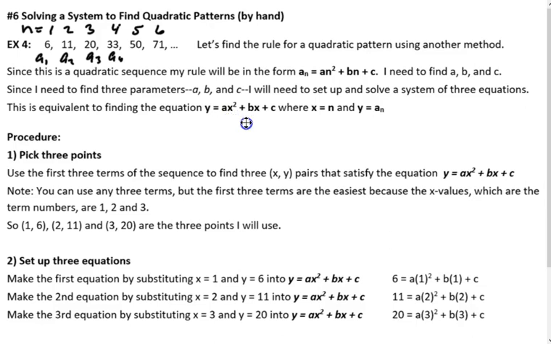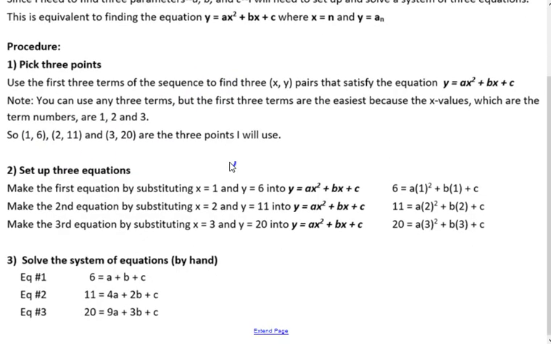So to find this rule, since I have three unknowns, I need to use 3 points and write 3 equations. So I'm going to pick the first 3 terms. Term number 1, which is 6, term number 2, which is 11, term number 3, which is 20, which corresponds to 3 points, (1, 6), (2, 11), (3, 20). And I'm going to set up a system of equations with those 3 points.